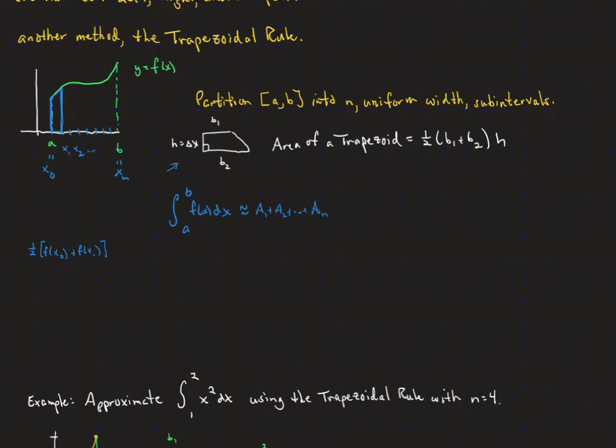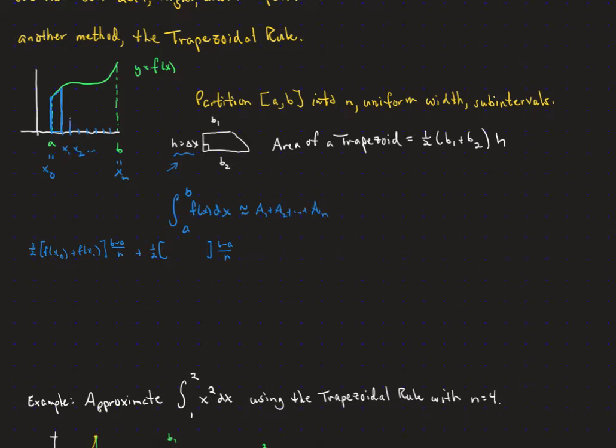And then the height is going to be our delta x, which we can see right here, and that's going to be b minus a over n. So there's our area of our first trapezoid. Now the second one, we're going to again have the 1/2, and we're going to again have that b minus a over n as the height.